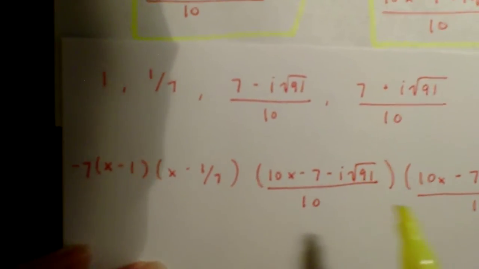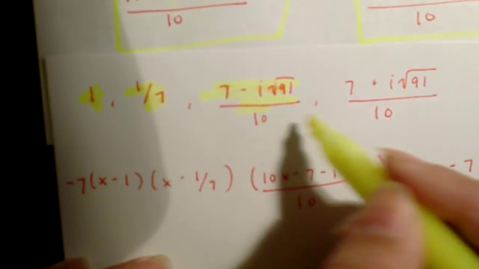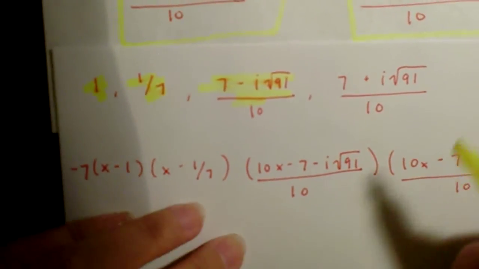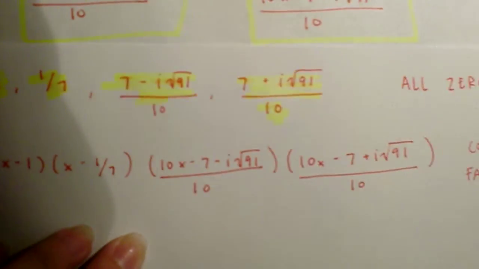So right here we have found all the zeros, which is 1 over 7, 7 minus i radical 91 over 10, 7 plus i radical 91 over 10, and so this is all our zeros.